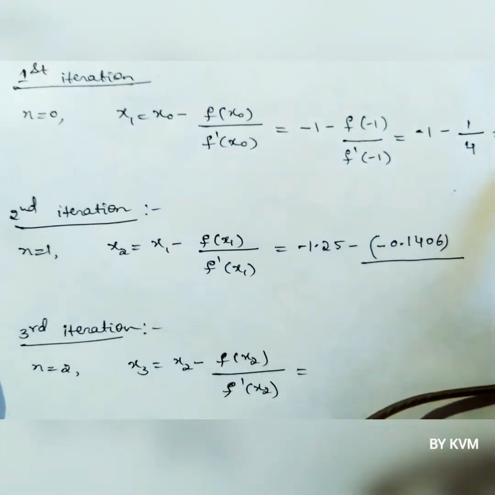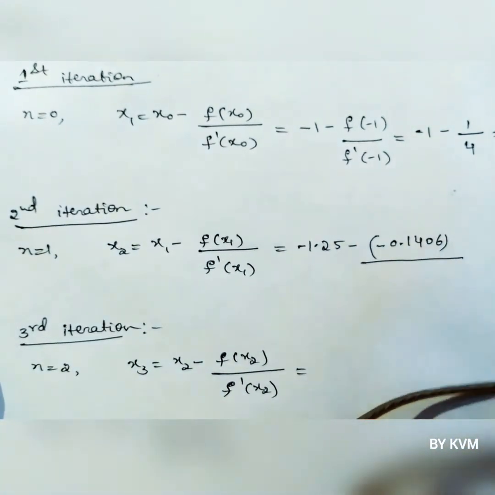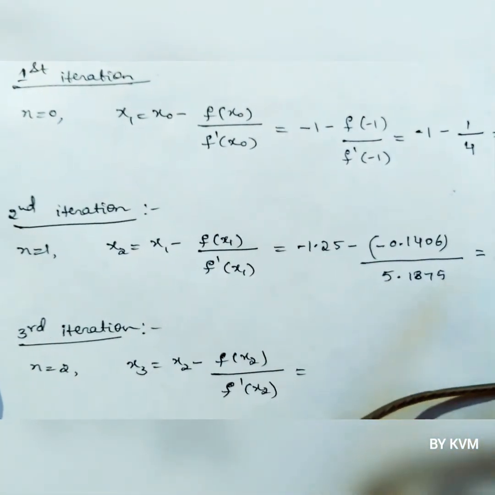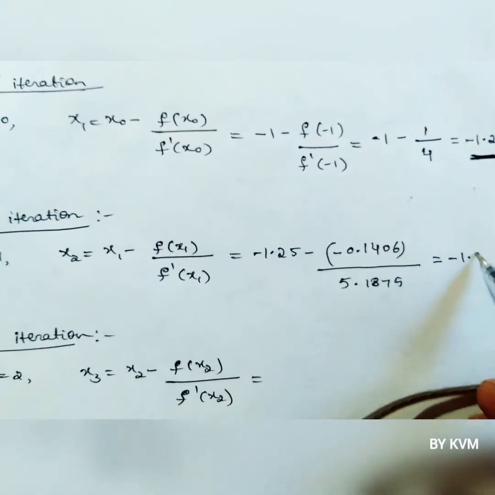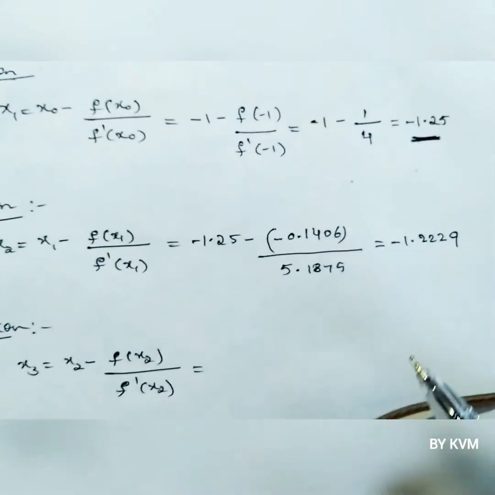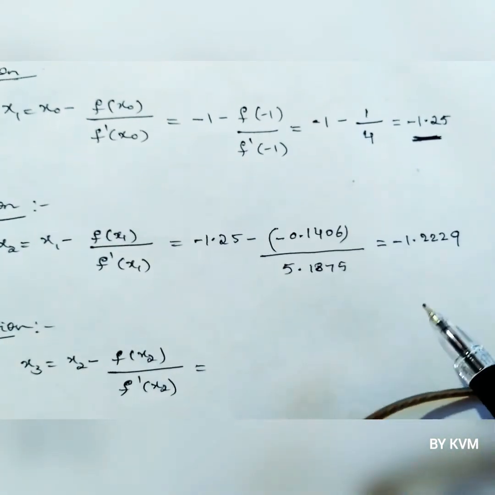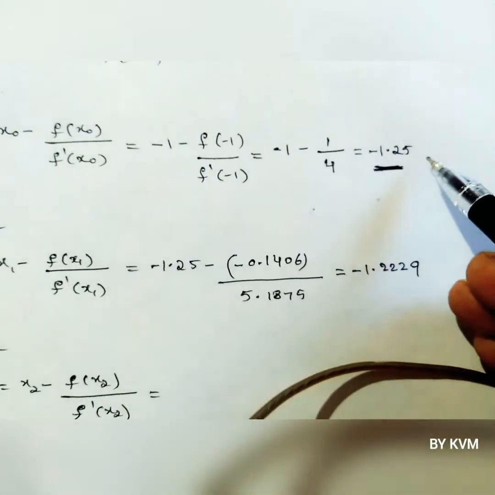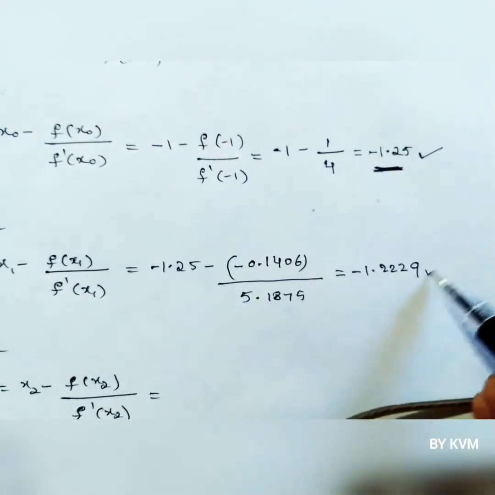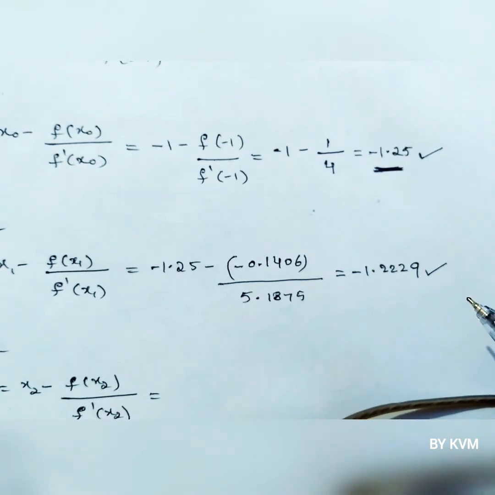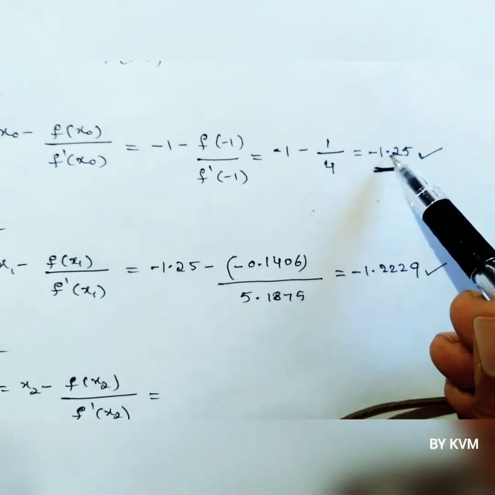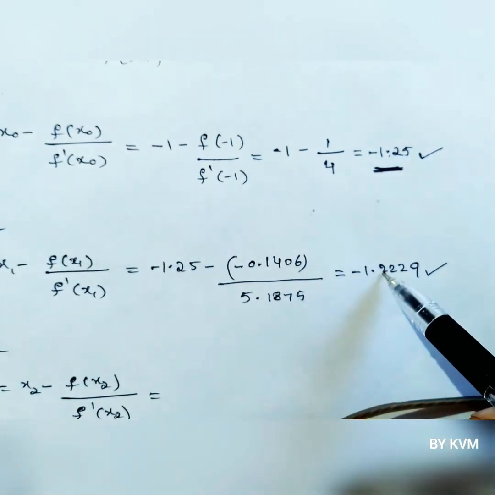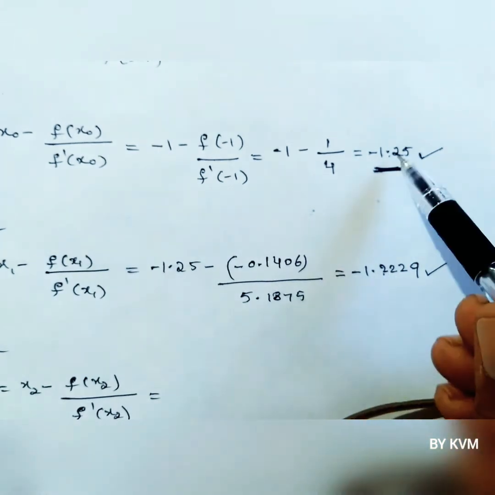f dash of x1 is f dash of minus 1.25. We get 5.1875. So this is equal to minus 1.229. Similarly, again you have to compare x1 and x2. How many decimal places are the same after the decimal point? Here only one decimal place is the same, 2 and 2. After the decimal point, only one decimal place is the same.